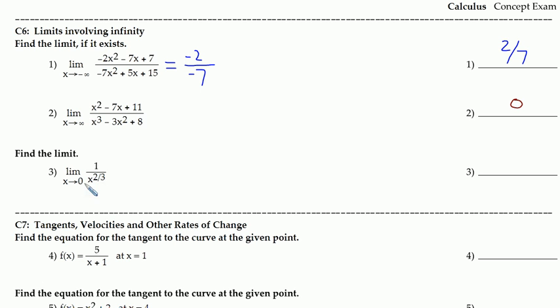And then in number 3, we've got the limit as x approaches 0 of 1 over x to the 2/3. Well, if I put 0 into x to the 2/3, I'm going to get a value really close to 0 as x approaches 0. So I'm going to be taking the constant 1 and dividing by a very, very small number, which is going to give me a very large number. So this limit is headed to infinity. And that's it for concept 6.